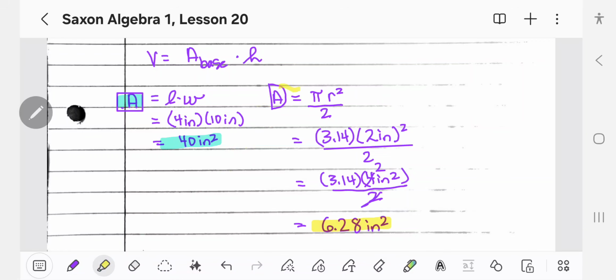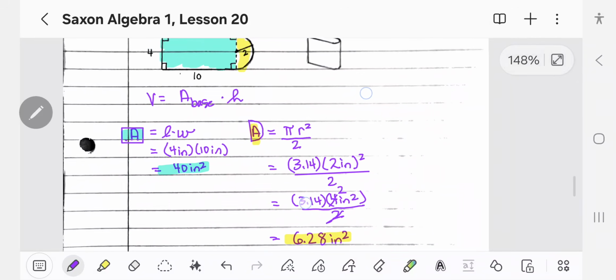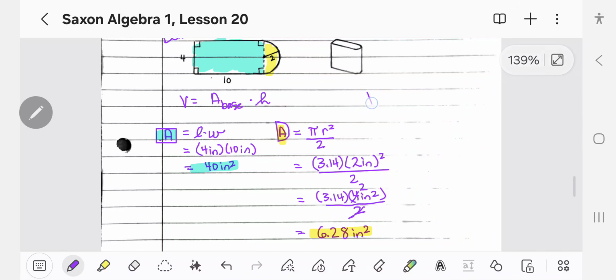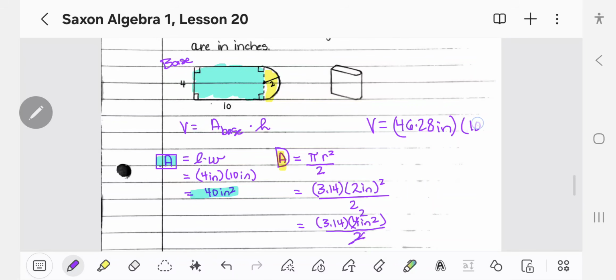So if I add both of those together, the 40 plus the 6.28, I can find that my area of the base. So we're going to say our volume is equal to 40 plus the 6.28 is 46.28, and that's square inches. And then our height, they said, is 10 inches high? So we're going to multiply that by 10 inches. And then when I do that, I'm going to move that decimal one place. That's 462.8.